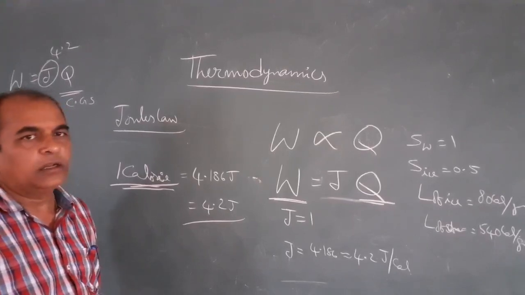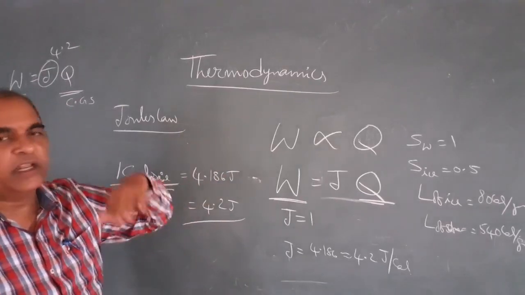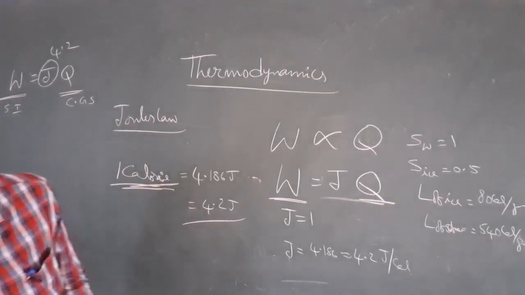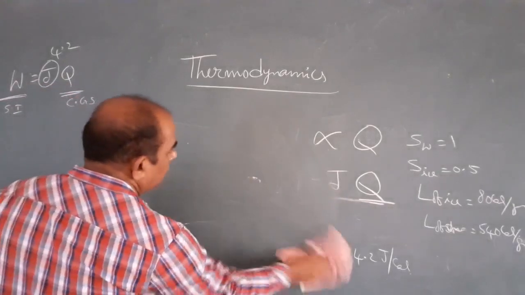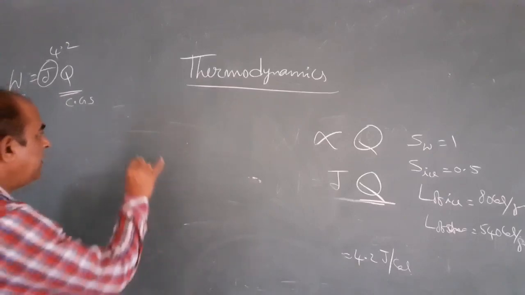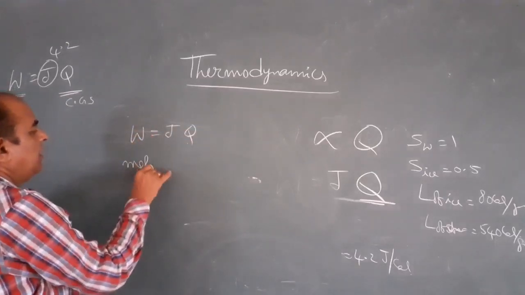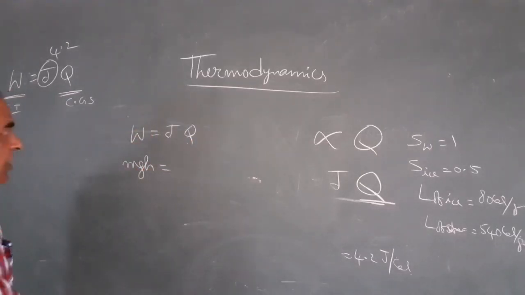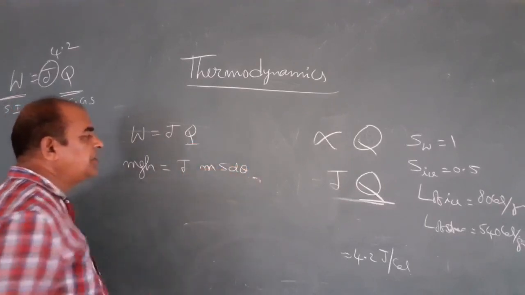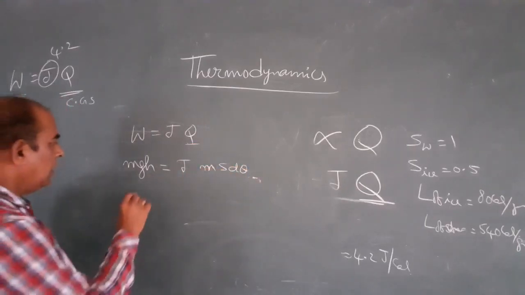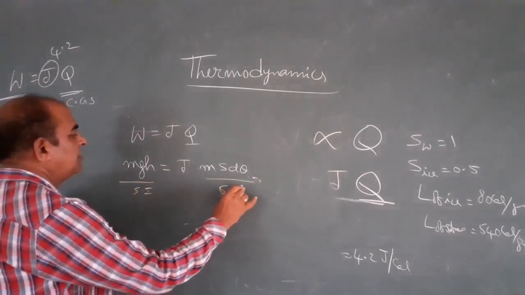For example, from a height of 100 meters, water is falling. Waterfall height 100 meters. Calculate the rise in temperature of water on reaching the ground. Water is falling from 100 meters. W is equal to JQ. So W means mgh because water has potential energy. J into the rising temperature is required. Q is equal to m s d theta. Then apply SI system on this side, practical system or CGS system on this side.